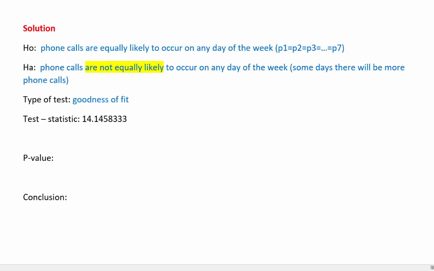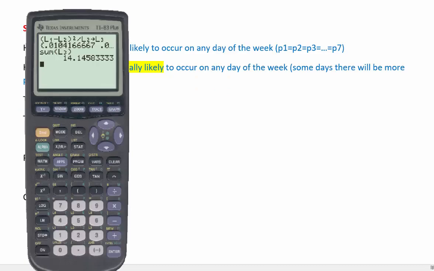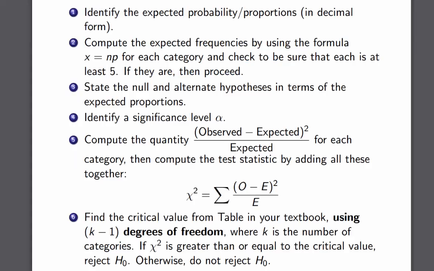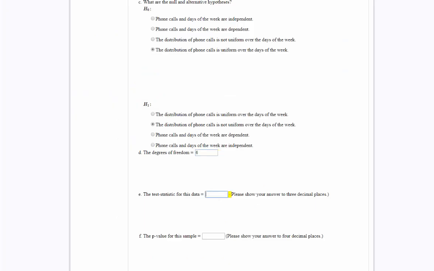Okay. Let's go ahead and plug it into our homework assignment here. 14.1458. Okay. They want 3 decimal places. All right. They want 3 decimal places, so this becomes 6. Okay. So that's how you compute your test statistic.